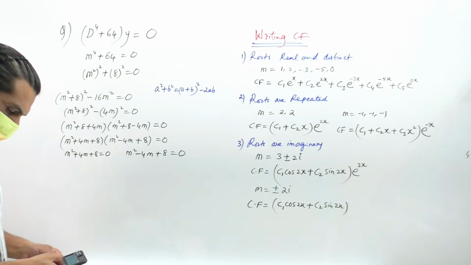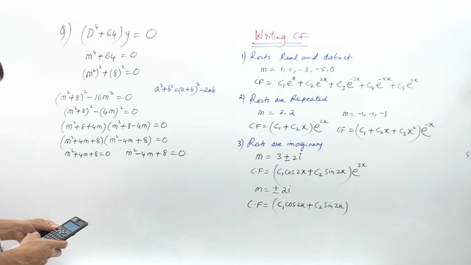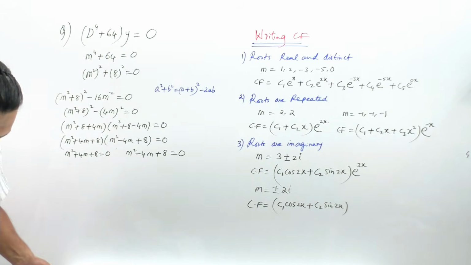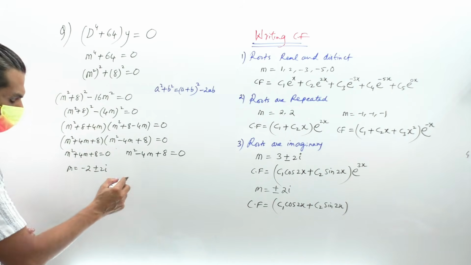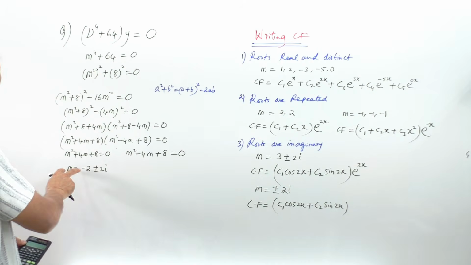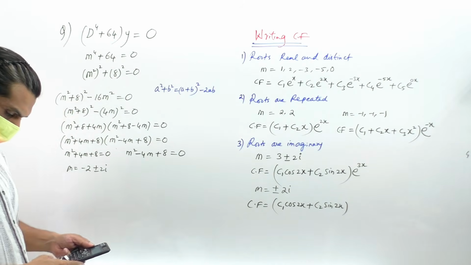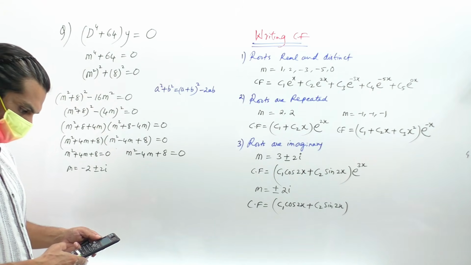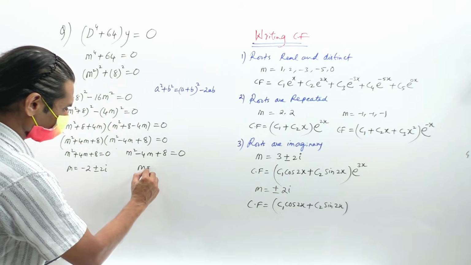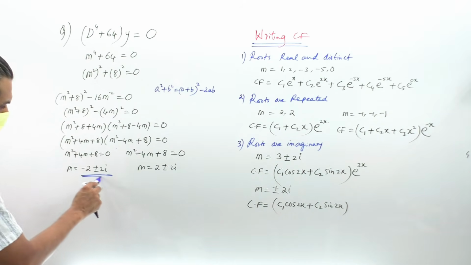Okay, let's see. So we have 1, 4, 8, and for this we are getting m is equal to minus 2 plus minus 2i. For this we got 2 roots: one is minus 2 plus 2i, the other is minus 2 minus 2i. And for this we apply it here: 1, minus 4, 8, we get m is equal to 2 plus minus 2i. See, these are the roots obtained here.